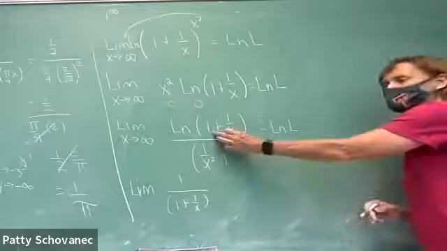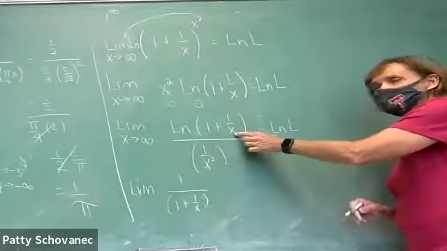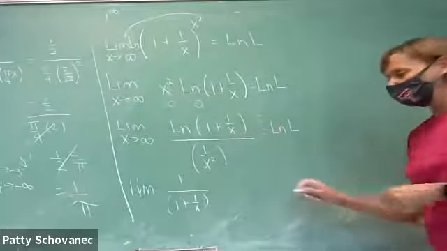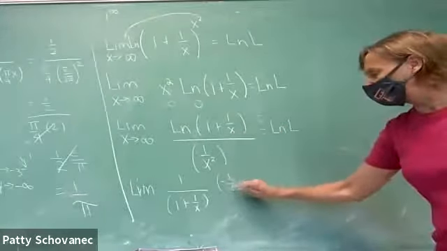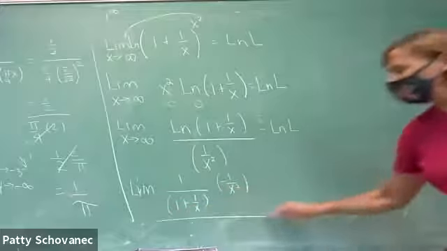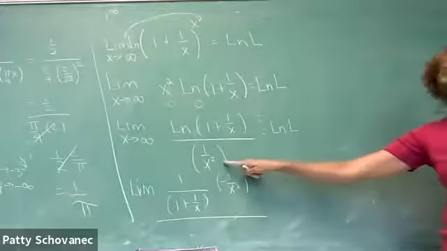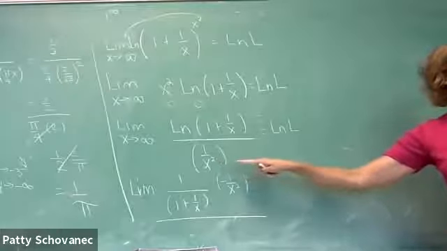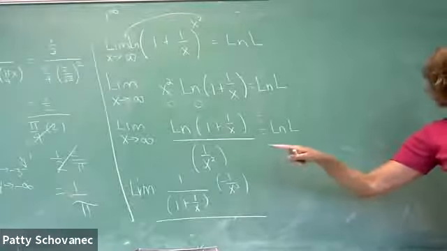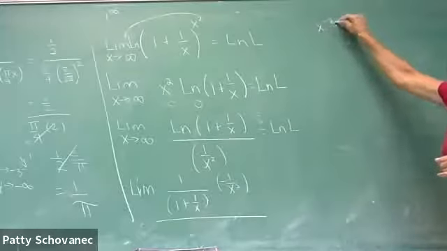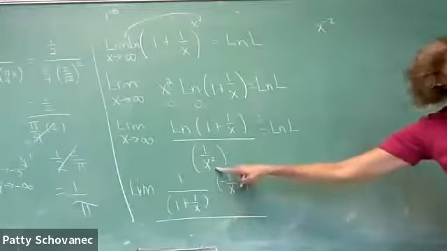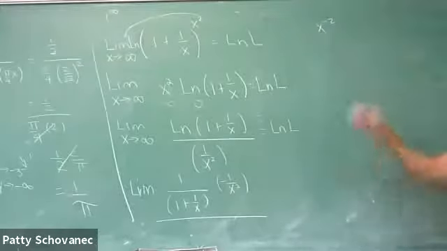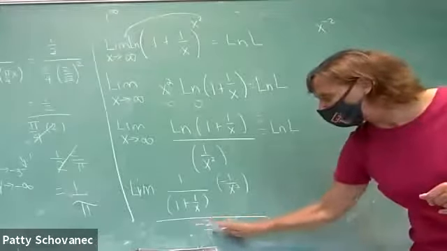Now I'm in the parentheses. The derivative of that 1 is 0. What's the derivative of 1 over x? Negative 1 over x squared. So what's the derivative of 1 over x squared? Well, think of that as x to the negative 2. So you get negative 2, x to the negative 3, which is negative 2 over x cubed.